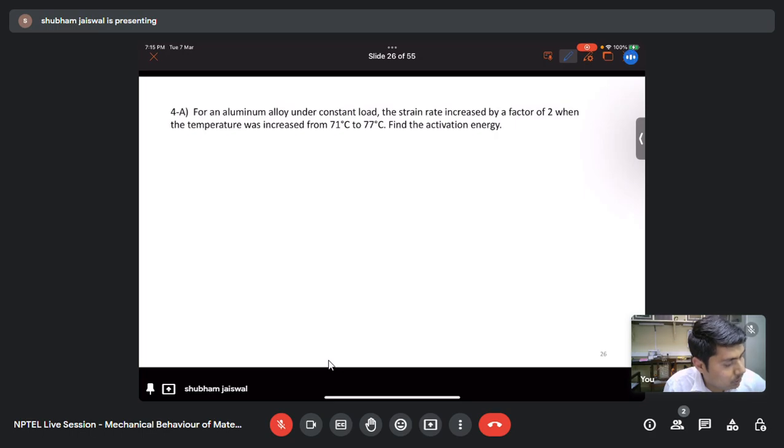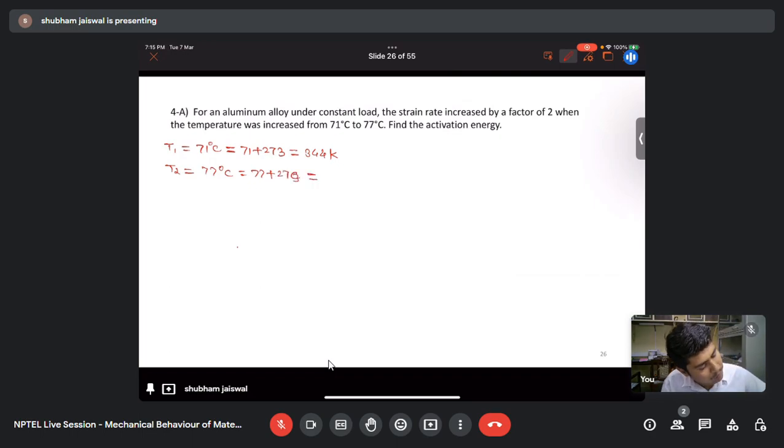So let's solve this together. What are the things that have been given in the problem? The temperature T1 is 71 degrees Celsius. Convert it to Kelvin. So 71 plus 273 gives us 344 Kelvin. Similarly, T2 is 77 degrees Celsius. 77 plus 273 gives us 350 Kelvin.